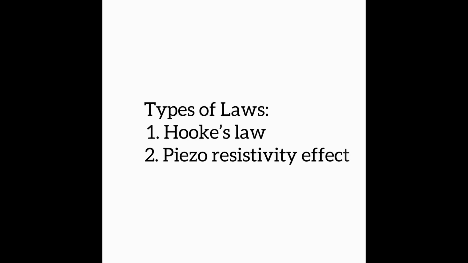Strain gauge normally experiences two types of laws. First one is Hooke's law and second one is the piezoresistivity effect. Hooke's law: as the strain gauge experiences bending and stretching, the change in resistance is measured by the Wheatstone bridge, and the change in resistance is directly proportional to the strain. The piezoresistivity effect is the change in electrical resistivity of the metal when mechanical strain is applied. There are many types of strain gauges: bonded strain gauge, unbonded strain gauge, and semiconductor strain gauge.